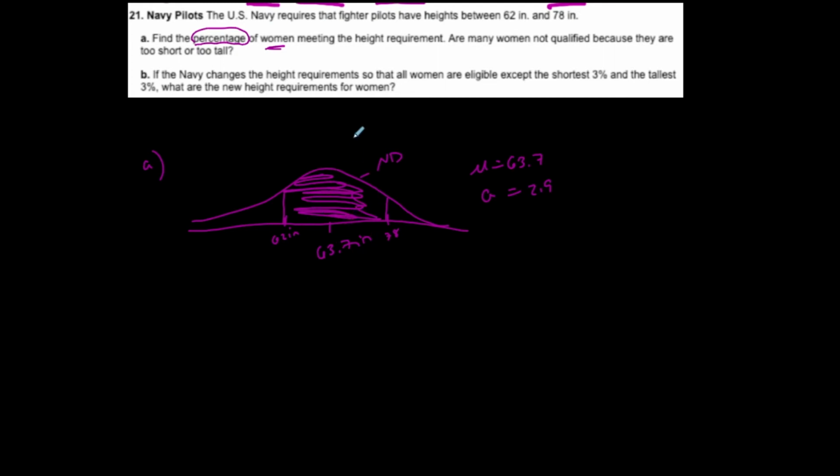Percent is area. I'm looking for percentage. I want area, right? If I want probability, I want area. I want area between these two numbers. So the percent of women who meet the height requirement is equal to. Now, how do I find that? If I want area, I use normal CDF. The lower bound on this area, the smaller value, is 62 inches. The higher value, 78 inches. The mean, 63.7 inches. The standard deviation, 2.9 inches.